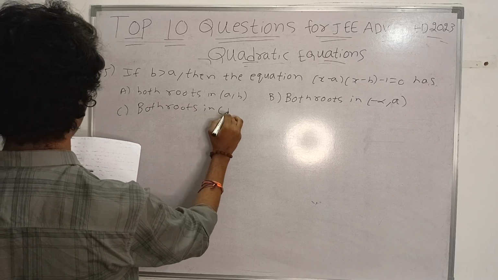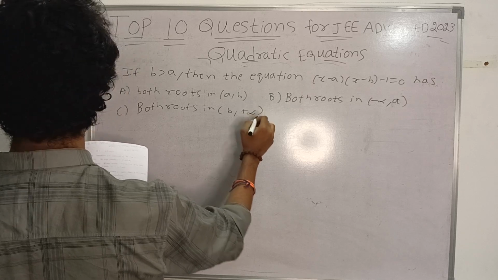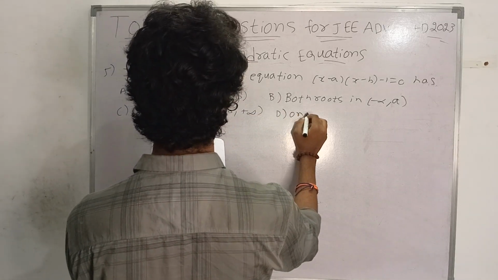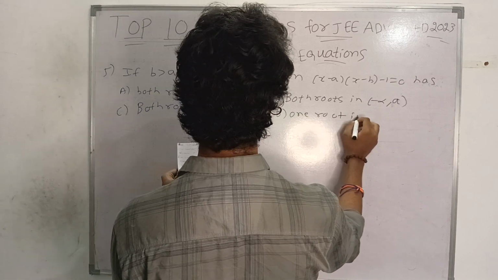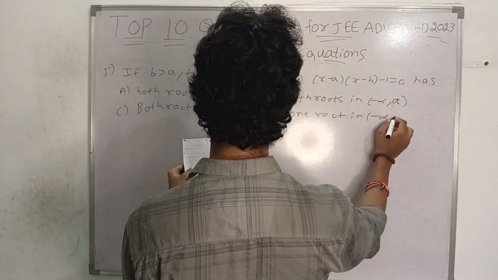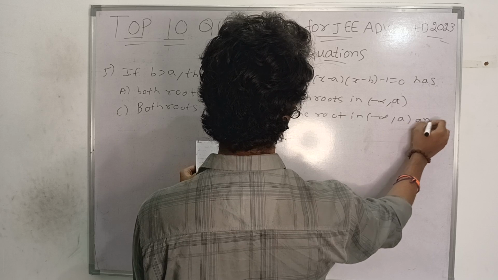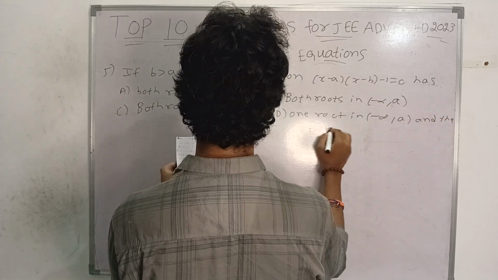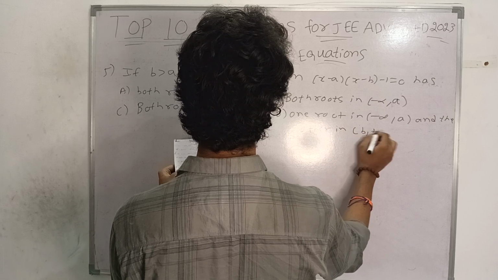Option C, both roots in (B, plus infinity), and option D is one root in (minus infinity, A), and the other in (B, plus infinity).